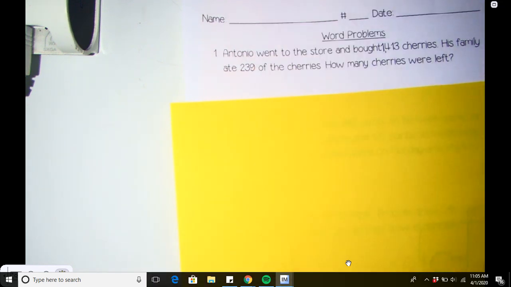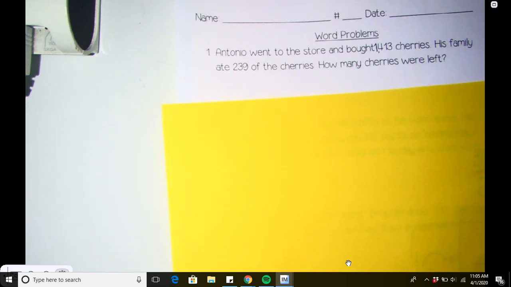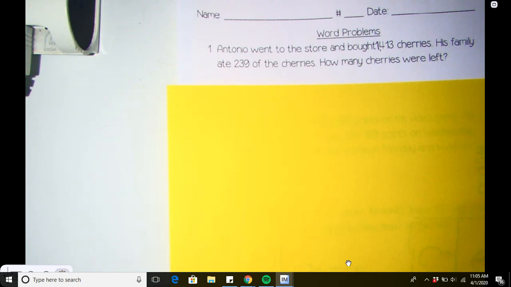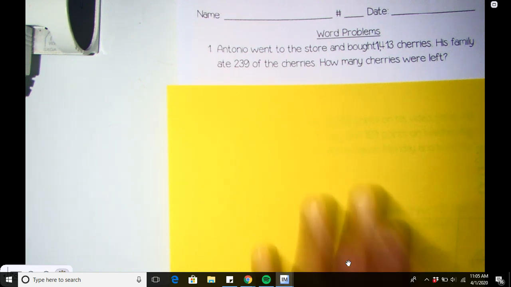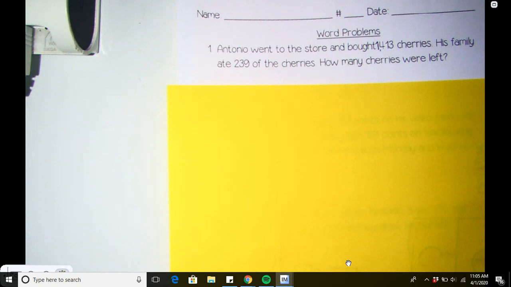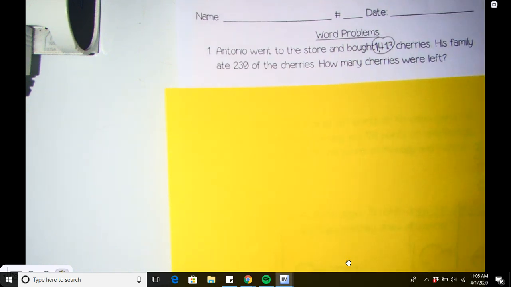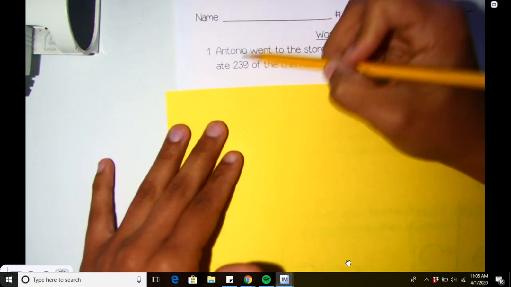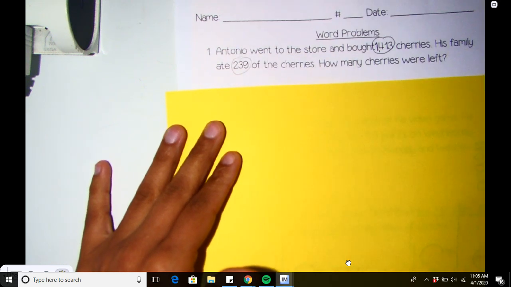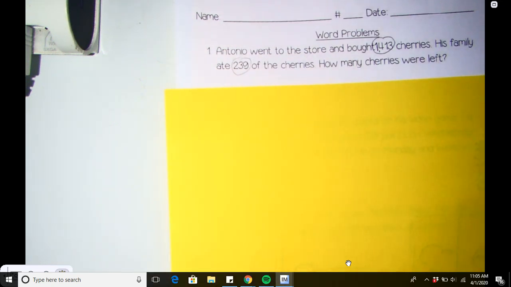Here we go. Antonio went to the store and bought 1,413 cherries. His family ate 239 of the cherries. How many cherries were left? Well, I'm going to start with the problem, and the first thing that I noticed is they bought 1,413 cherries, so I'm going to circle that. Now, they ate, so I know I'm getting rid of, because I'm eating, 239 of them. How many cherries were left?